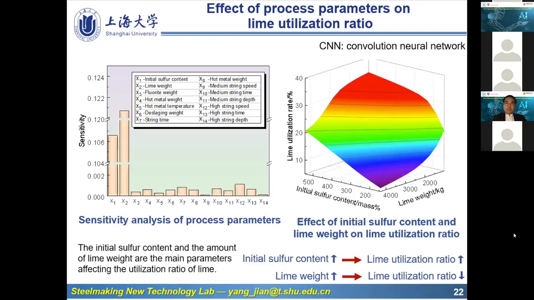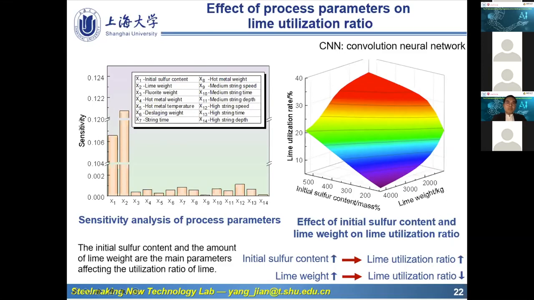With the increase of the initial sulfur content, the line utilization ratio is increased. And with the increasing line weight, the line utilization ratio is decreased.